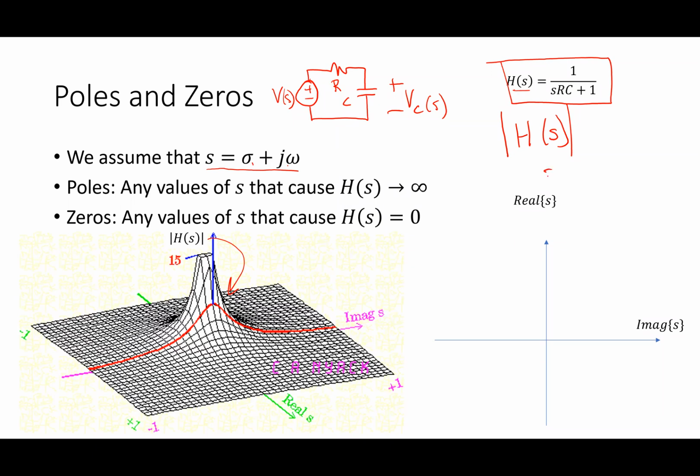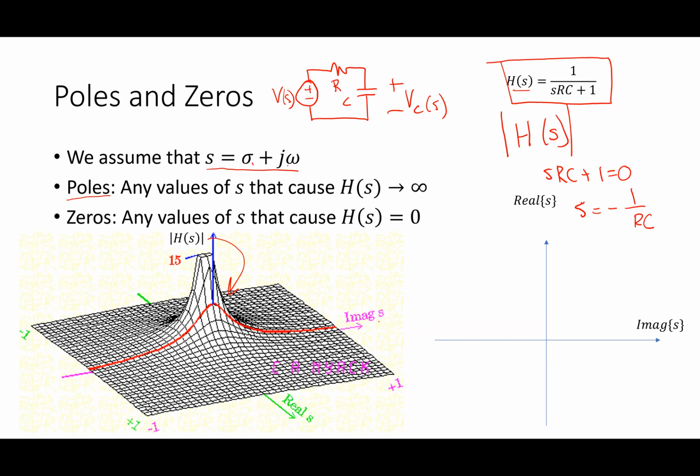So I just say, well, sRC plus 1 equals 0. So I would have s equals -1 over RC, right? And wherever that is, if I have a value for the resistor and the capacitor, this thing has what we call a pole at that point, all right? Now, why do we call it a pole? Because it would look like this, right?